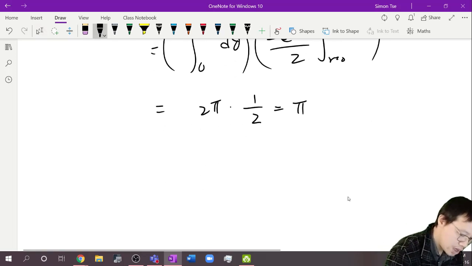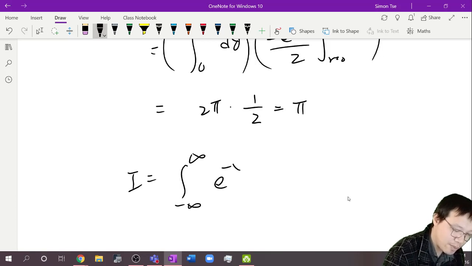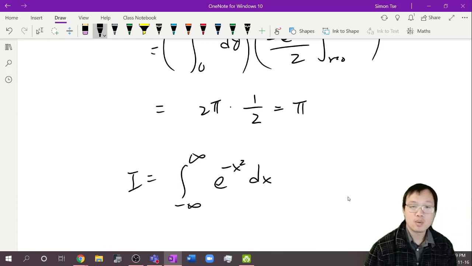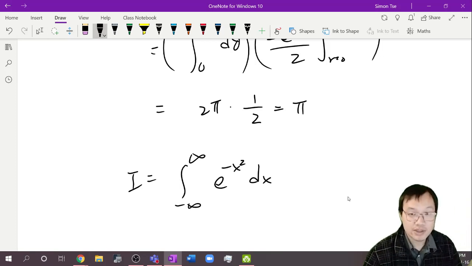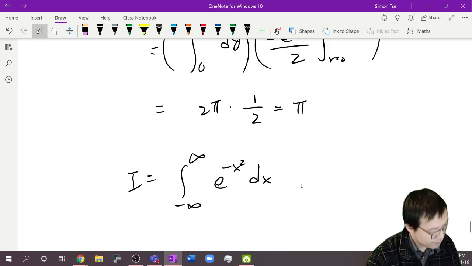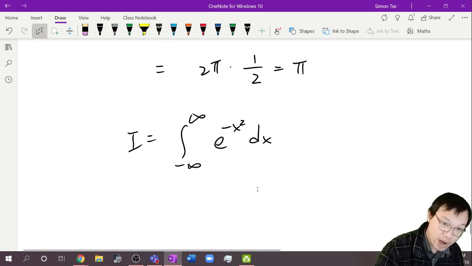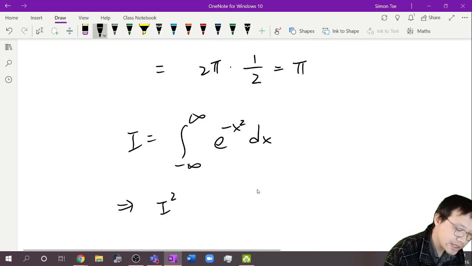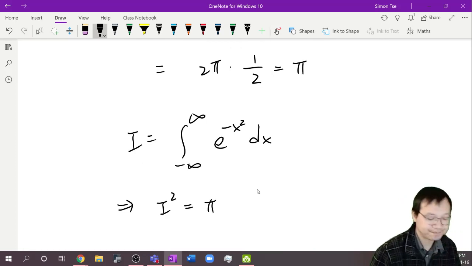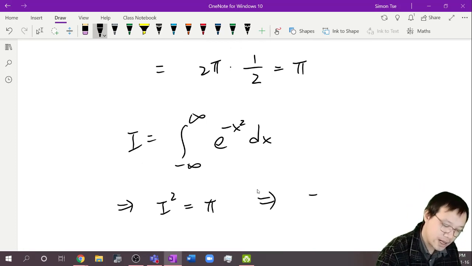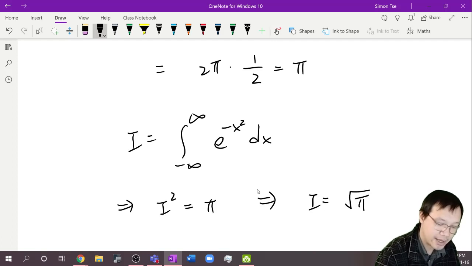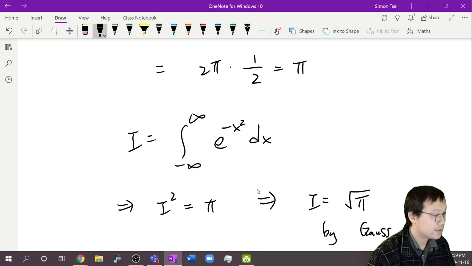And so, if your I is the integral from minus infinity to positive infinity of e to the power minus x squared dx, where the integrand has no antiderivative, in this case, squaring it, with the trick that I showed above, gives you pi. And so therefore, I, being positive, must be square root pi. And this is by Gauss. Very smart trick.